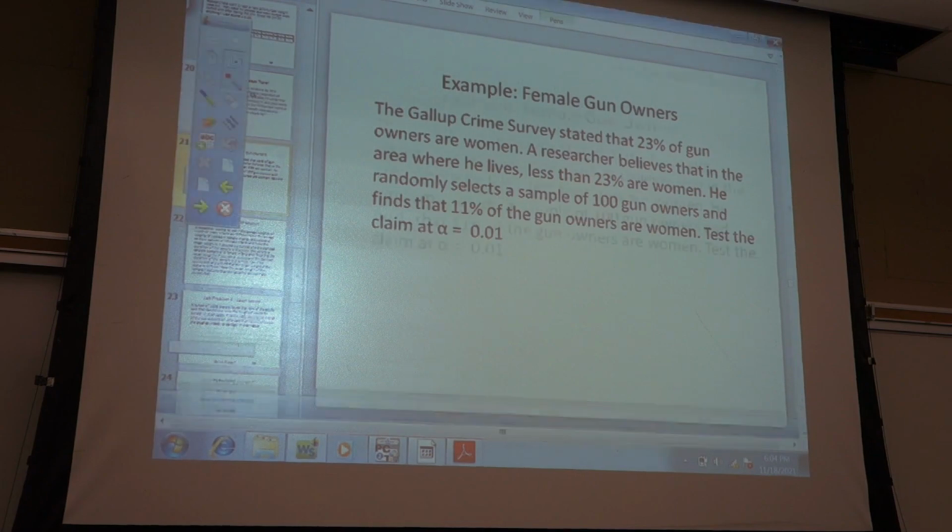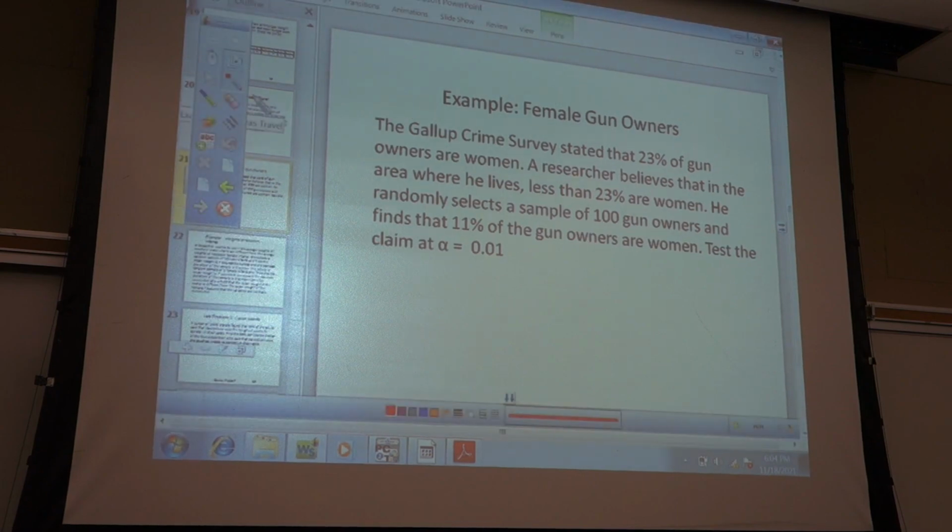Okay, Austin, read again. The Gallup Crime Survey stated that 23% of gun owners are women. The researcher believes that in the area where he lives, less than 23% are women. He randomly selects a sample of 100 gun owners and finds that 11% of the gun owners are women. Test the claim at alpha equals 0.01. Great. 10 seconds.